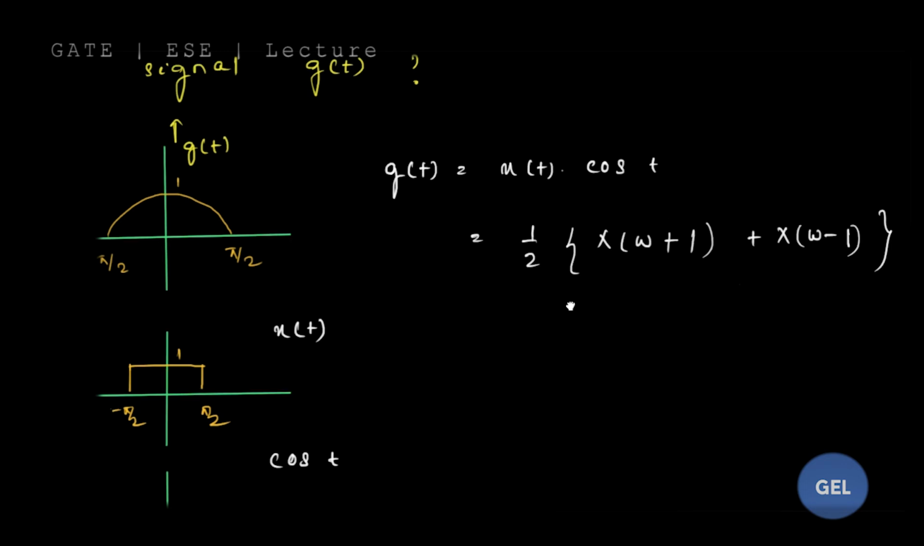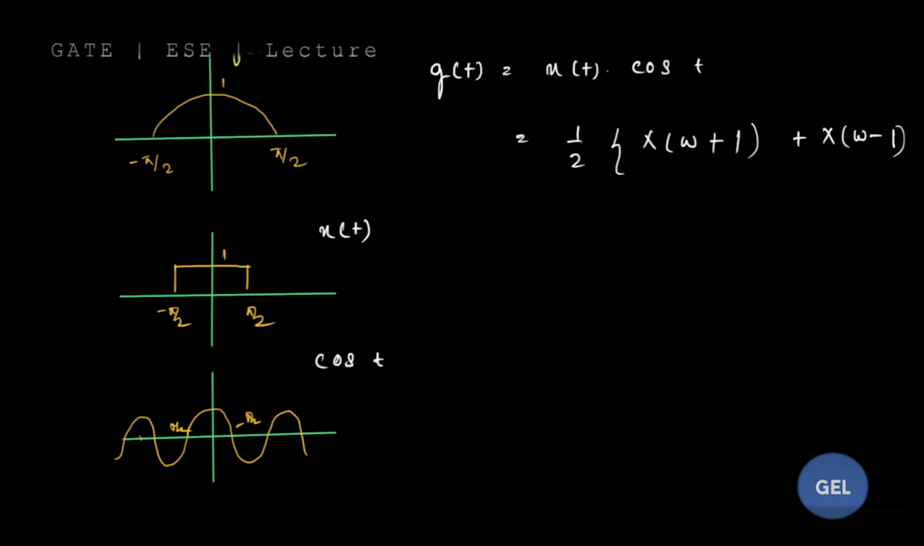Now what is the x of omega here? That is the interesting part. Your x of t is this. What is the x of omega? About this I'm going to discuss from the next video lecture. Please remember, if there is a rectangular pulse, the Fourier transform of a rectangular pulse is nothing but a sinc function.